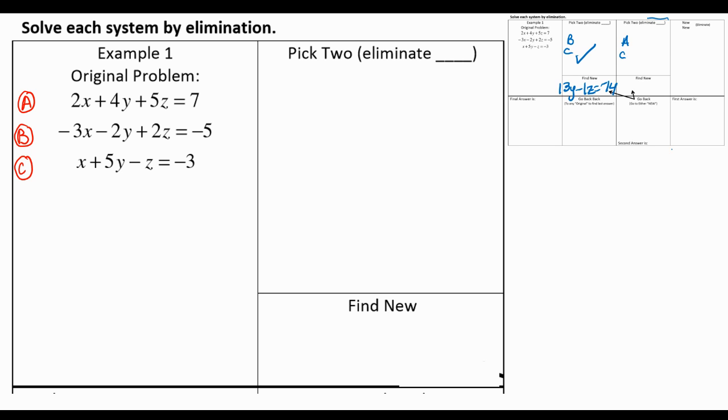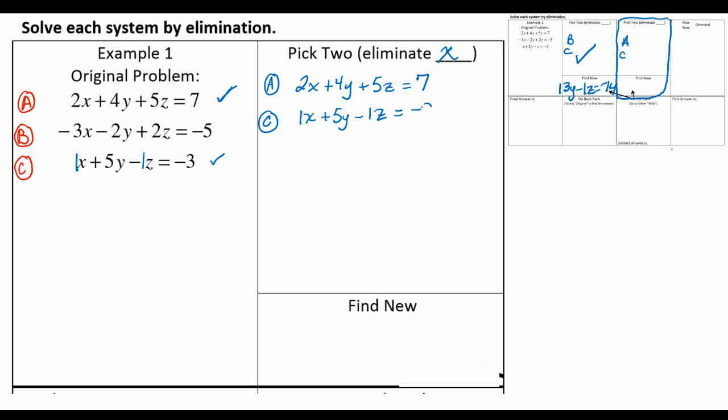So we're over in this next box on your notes, okay? This time we have to use A and C. And we have to eliminate x, the same letter that we eliminated before. So A is going to be 2x, 4y, and we're just looking over here, right? 5z equals 7. And C is 1x. Remember, there's hidden ones there. You always want to fill those in. Plus 5y minus 1z equals -3. So that's A and C.